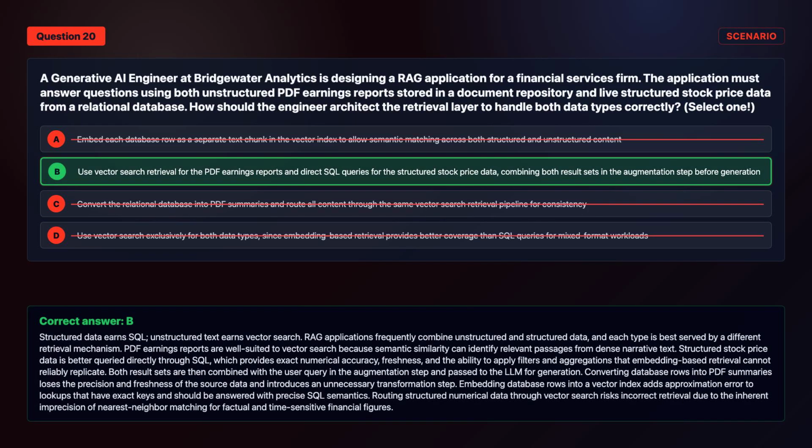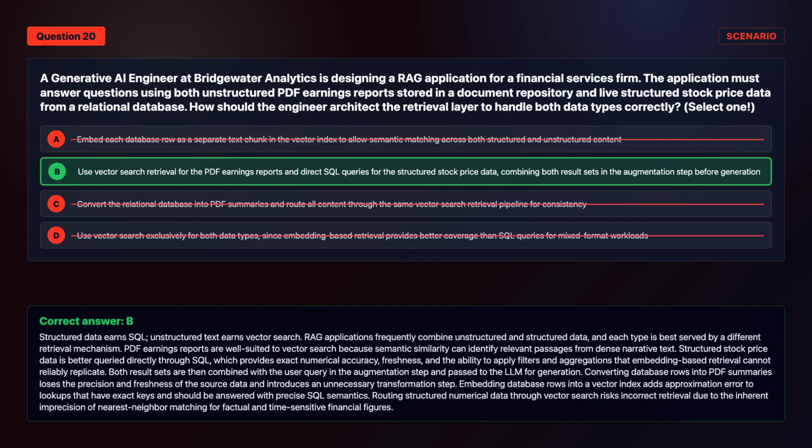The correct answer is option B. Structured data earns SQL. Unstructured text earns vector search. RAG applications frequently combine unstructured and structured data, and each type is best served by a different retrieval mechanism. PDF earnings reports are well suited to vector search because semantic similarity can identify relevant passages from dense narrative text. Structured stock price data is better queried directly through SQL, which provides exact numerical accuracy, freshness, and the ability to apply filters and aggregations that embedding-based retrieval cannot reliably replicate.